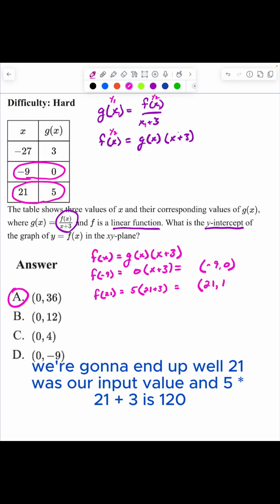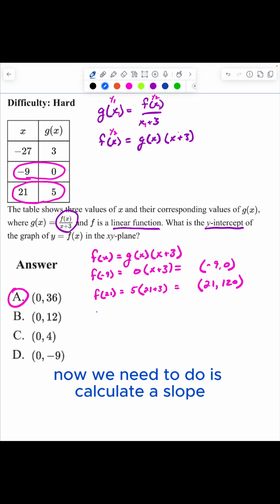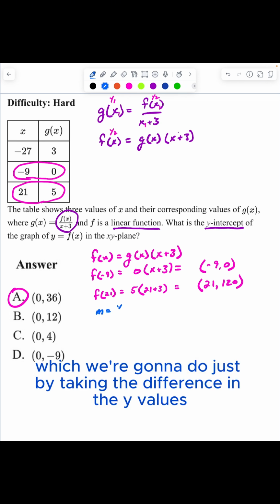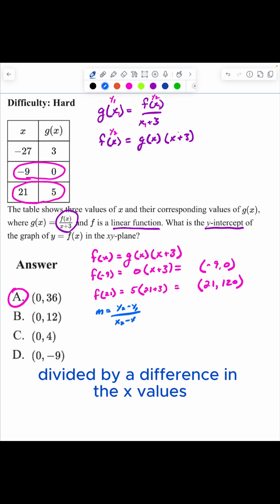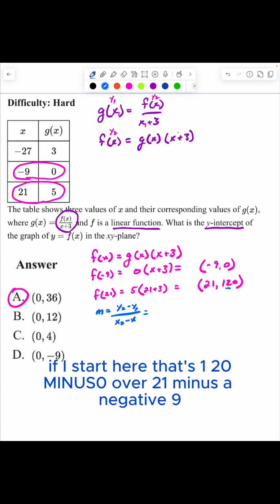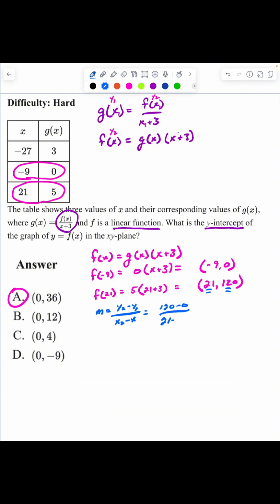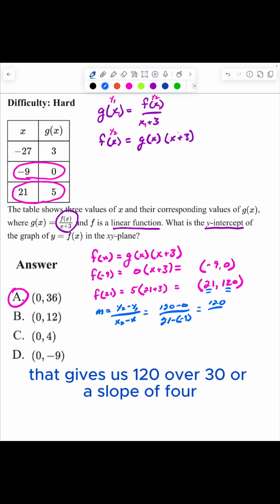When we do that math, 21 was our input value, and 5 times 21 plus 3 is 120. Now all we need to do is calculate a slope, which we're going to do just by taking the difference in the y values divided by the difference in the x values. If I start here, that's 120 minus 0 over 21 minus negative 9. That gives us 120 over 30, or a slope of 4.